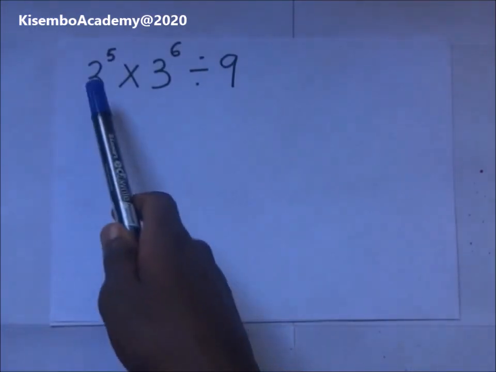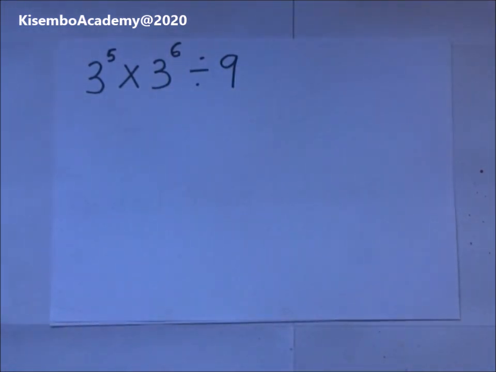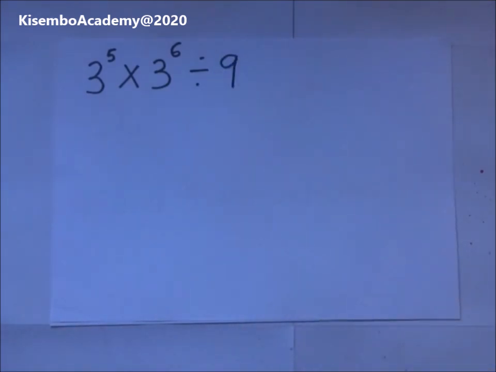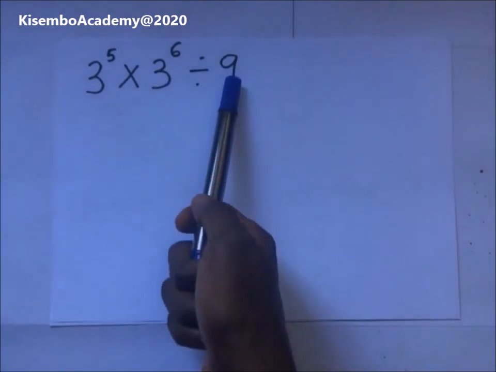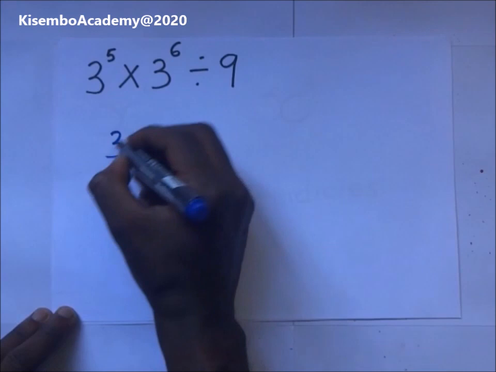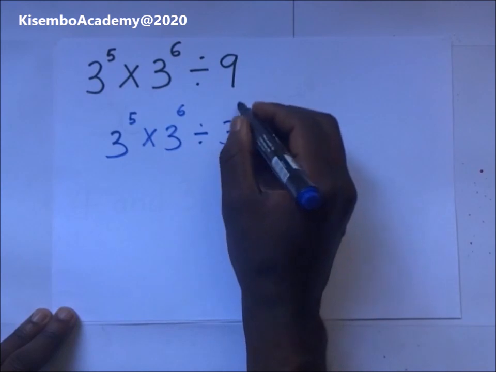We have another here: 3 to the power 5 times 3 to the power 6 divided by 9. Now, when we're dealing with index numbers and we identify that it is being mixed up with a number that is not an index number, for example here 9 is not represented in the form of an index number, you first convert it into an index number so that it looks like the rest of the numbers. Then you can go ahead and simplify it. For example, 9 can be represented as 3 squared. So this becomes 3 to the power 5 times 3 to the power 6, divided by 3 squared.